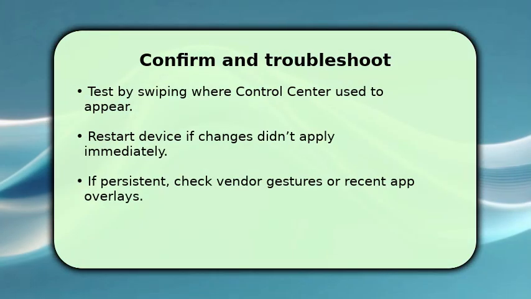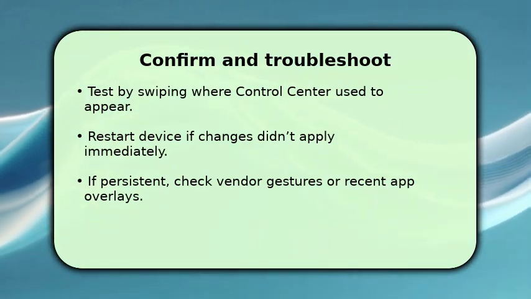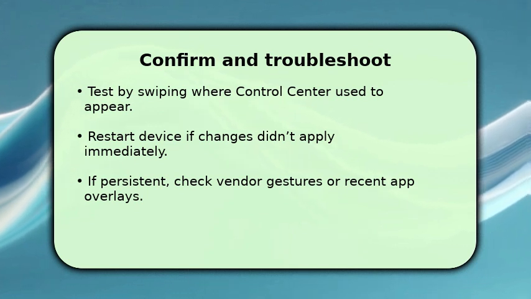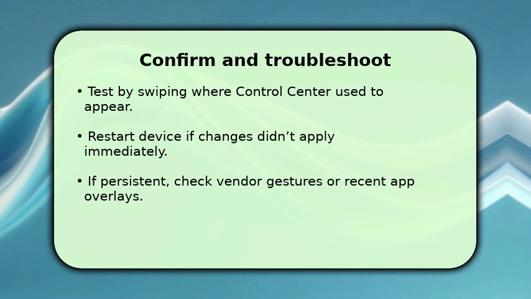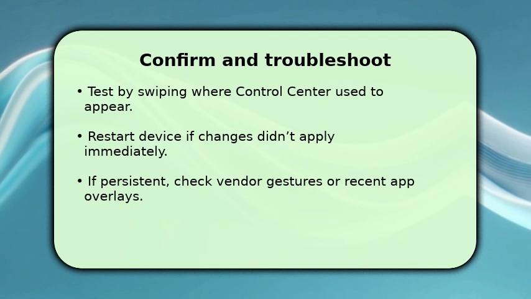After turning off the toggles, test immediately by swiping the edges and pull-down areas to ensure the Control Center no longer appears. If it still shows, restart the device so system settings reload. That often resolves lingering behavior.